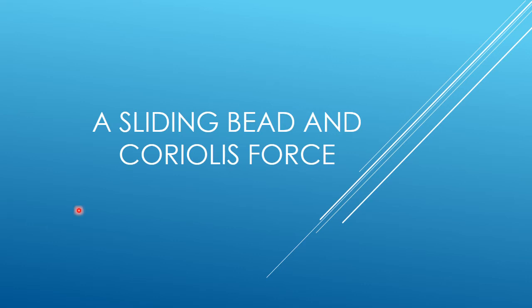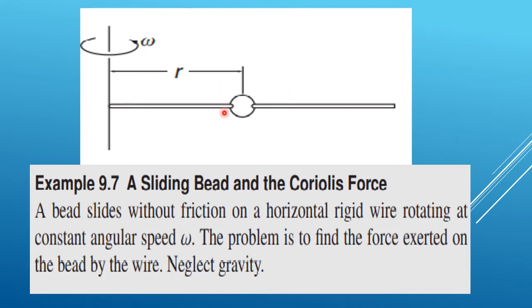Hello students, our next topic is a sliding bead and what is the Coriolis force acting on that bead. So this is our bead which is sliding without friction on a horizontal rigid wire. This is the rigid horizontal wire on which the bead is sliding along this direction, and this wire is attached to this bar, which is rotating at a constant angular speed omega.